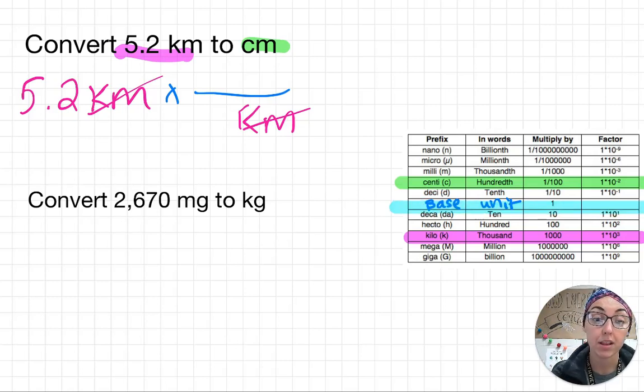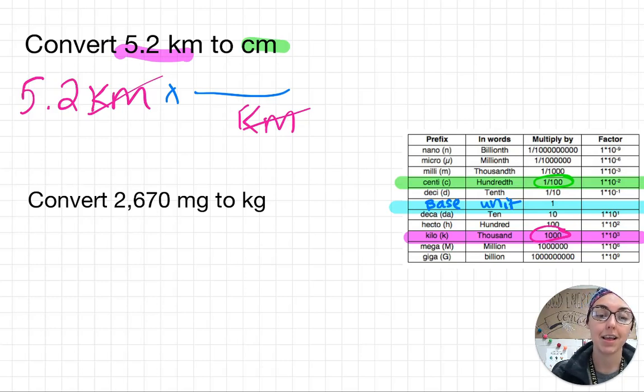Because remember, these numbers here, like that 1/100th or that 1,000, that is in reference to the base unit. There's 1,000 base units in a kilometer. There's 100 centimeters in the base unit meters. So that only applies to the base unit. So we need a middleman here to convert between the two. I don't know how many centimeters in a kilometer. I do know how many centimeters are in a meter. Again, I don't know how many kilometers are in a centimeter. I do know how many meters are in a kilometer. So we're going to use what we do know.